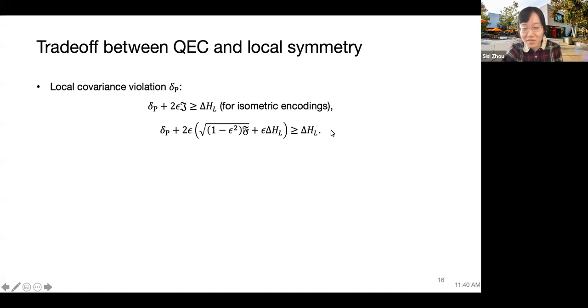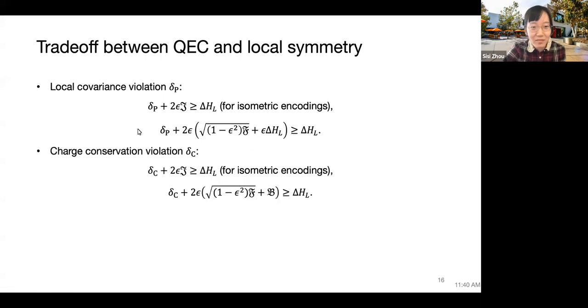And actually for general encoding, we have this more complicated relation, but it's effectively the same, only with this J replaced by the square root of F plus some small terms. And for the charge conservation violation, we have a very similar result. Actually, for isometric encoding, the result is exactly the same. But for the general encodings, we have this additional factor of B here.